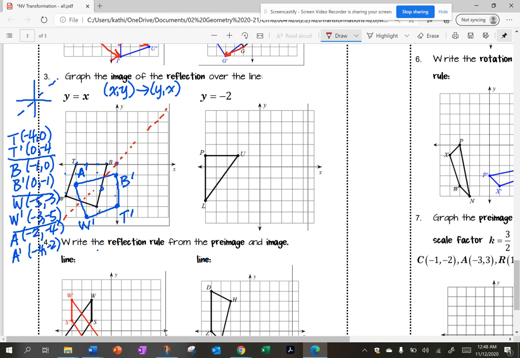Okay, the next one says reflect over y equals -2. So the y equals -2 is this line right here. So I count to the line, 1, 2, 3, and then go the same amount, 1, 2, 3. So this would be U prime. So I count 1, L prime, 1, 2, 3, 1, 2, 3, P prime. There we go.